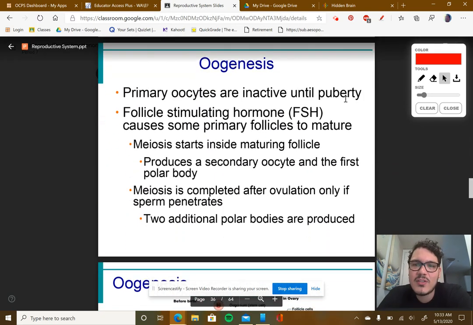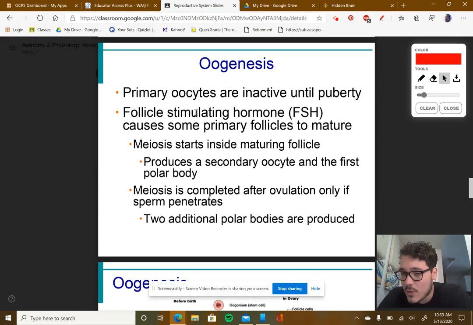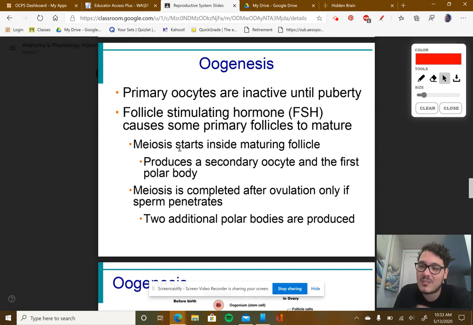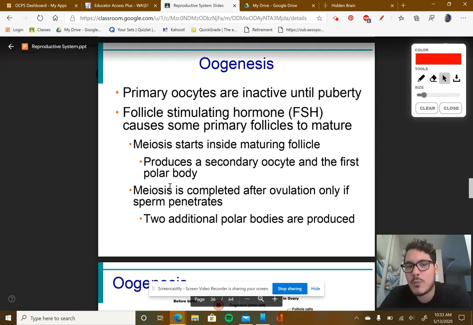Primary oocytes are inactive until puberty, as we've mentioned a couple times. FSH, follicle stimulating hormone. We talked about that back in the endocrine system because it plays a major role in men and women when it comes down to puberty. It causes primary follicles to mature. Meiosis starts inside the maturing follicle. Remember, meiosis is similar to mitosis, but you're splitting the chromosomal count, so from 46 to 23 haploid cells. It produces a secondary oocyte and the first polar body.